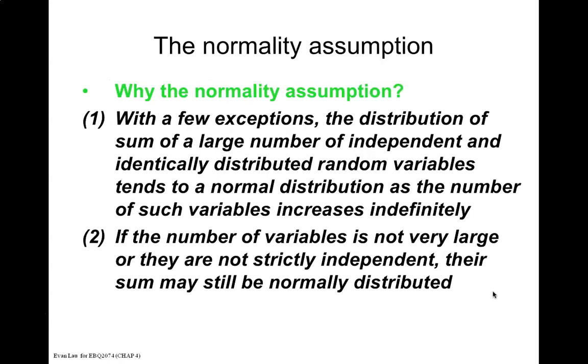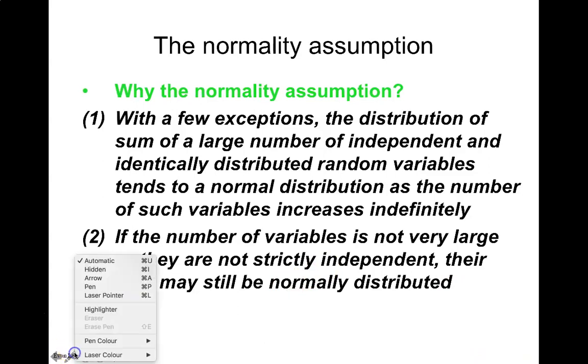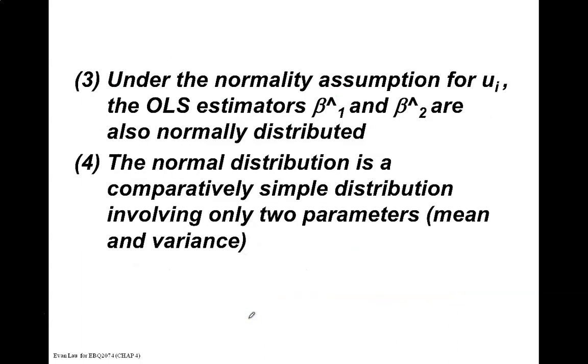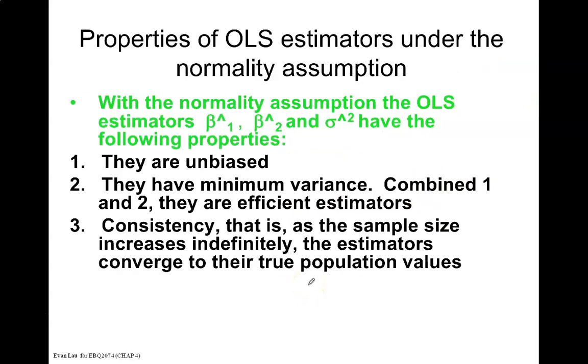So what is the normality assumption? The normality assumption takes into consideration whether they are normally distributed. We want to know whether they are normally distributed. Under the normality assumption for the error term, the OLS estimators beta 1 and beta 2 are normally distributed. So these are the properties of normal distribution.